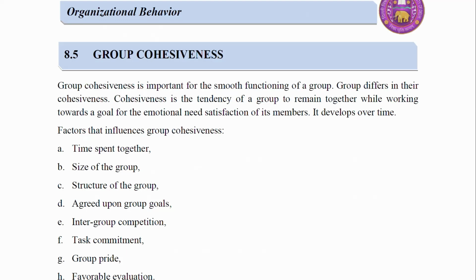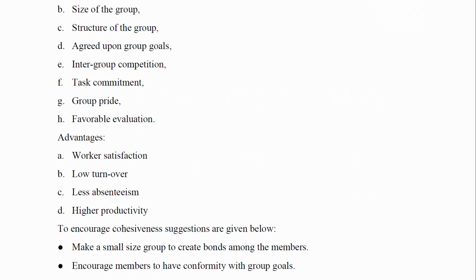Factors that influence group cohesiveness. First, time spent together. Second, size of the group. Third, structure of the group. Fourth, agreed upon group goals. Fifth, intergroup competition. Sixth, task commitment. Seventh, group pride. Eighth, favorable evaluation. Advantages. First, worker satisfaction. Second, low turnover. Third, less absenteeism. Fourth, higher productivity.